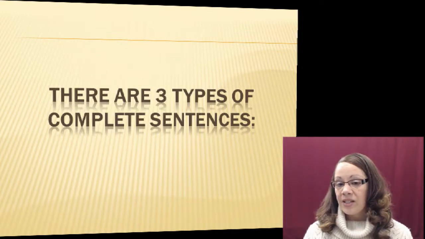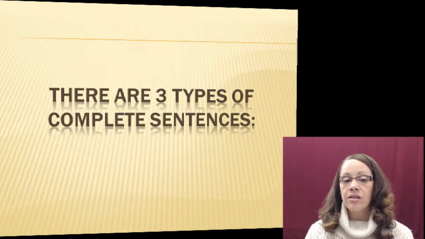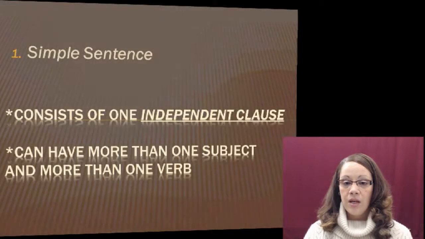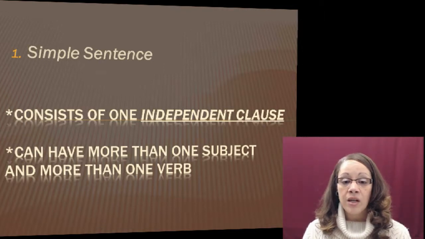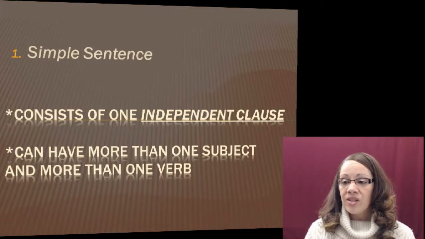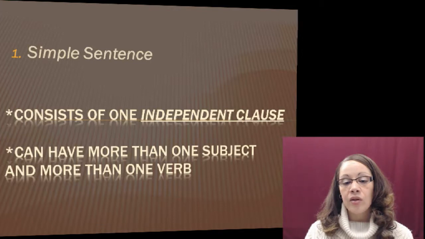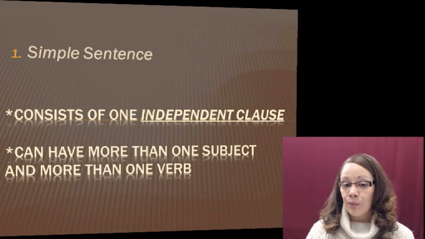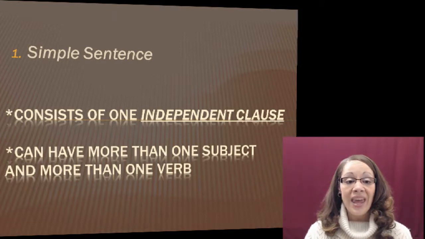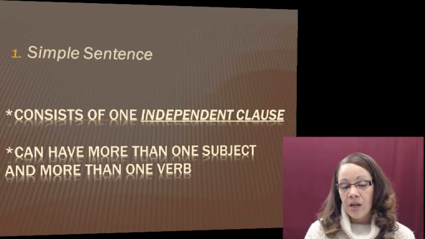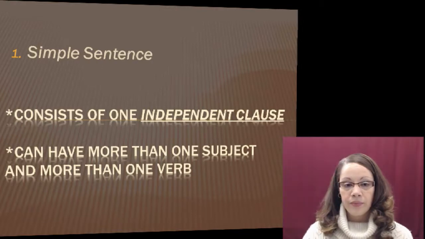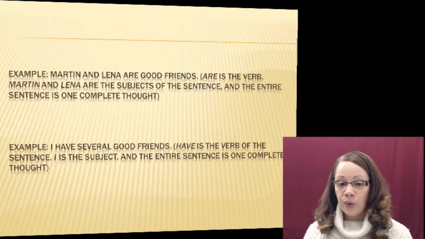So let's look at our three different types of complete sentences, or independent clauses. The first type of sentence is what's called a simple sentence. In the introduction to this module, you heard me reference simple sentences. A simple sentence consists of only one independent clause. Again, an independent clause has a subject, a verb, and expresses a complete thought, and you only have one of those independent clauses in a simple sentence. However, in a simple sentence, you can have more than one subject and more than one verb, but you just have one independent clause. Let's look at two examples I have for you with this particular slide.